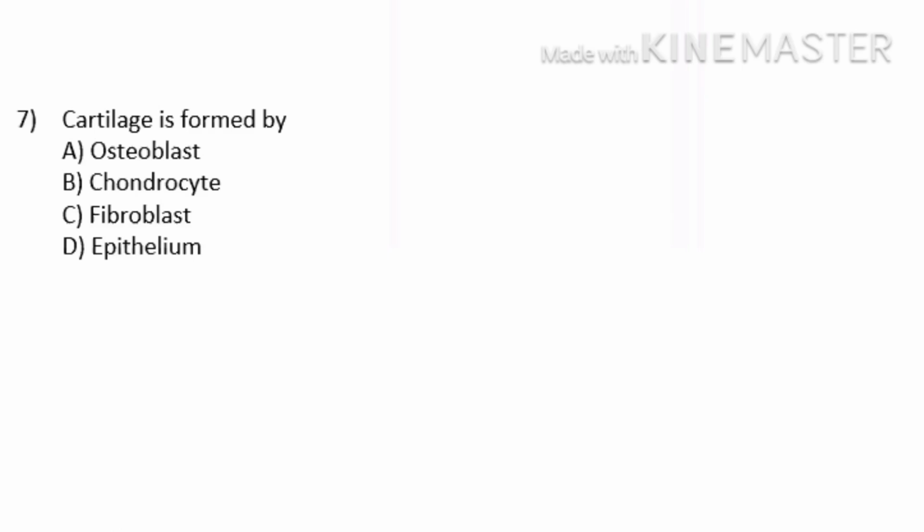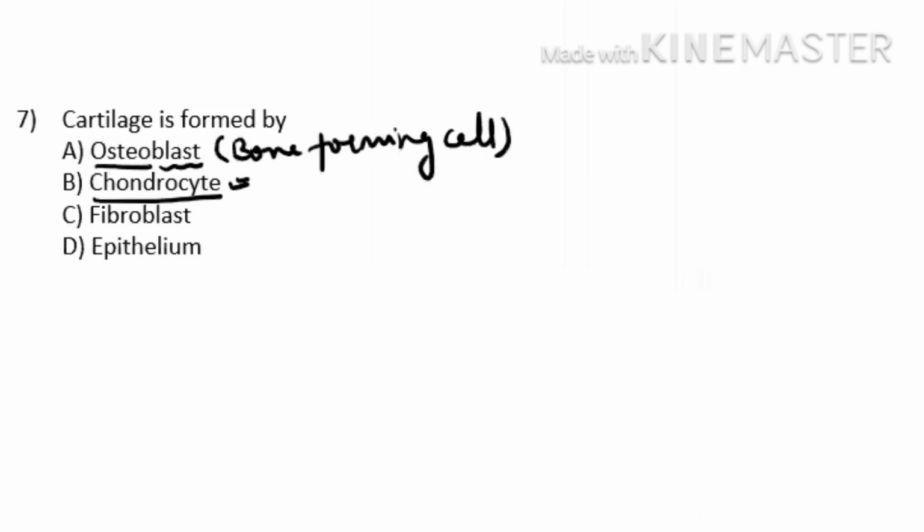Now see the seventh question. Cartilage is formed by. Cartilage is made by cartilage cells. So chondrocytes are your cartilage cells. Now osteo, what is osteo related to? Bones. And blast means bone forming cell. So these are bone forming cells. Fibroblast means they are making the fibers. So they are fiber forming cells.